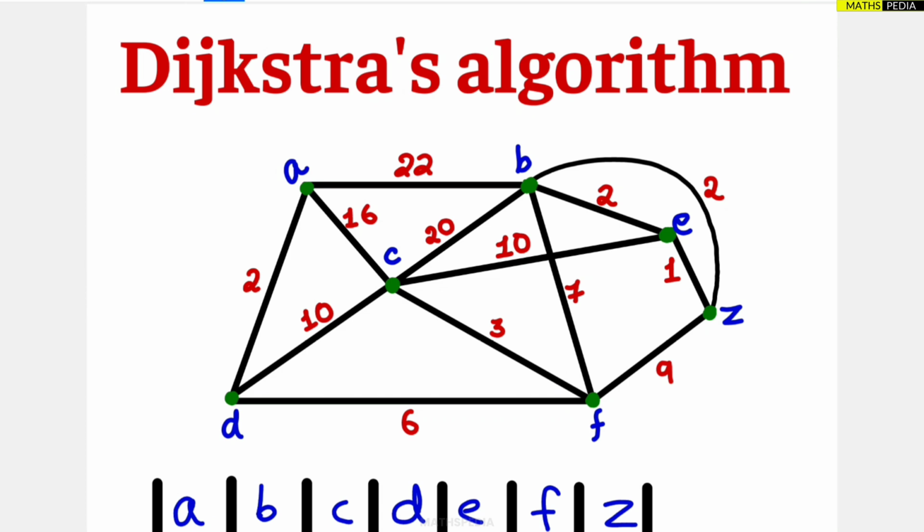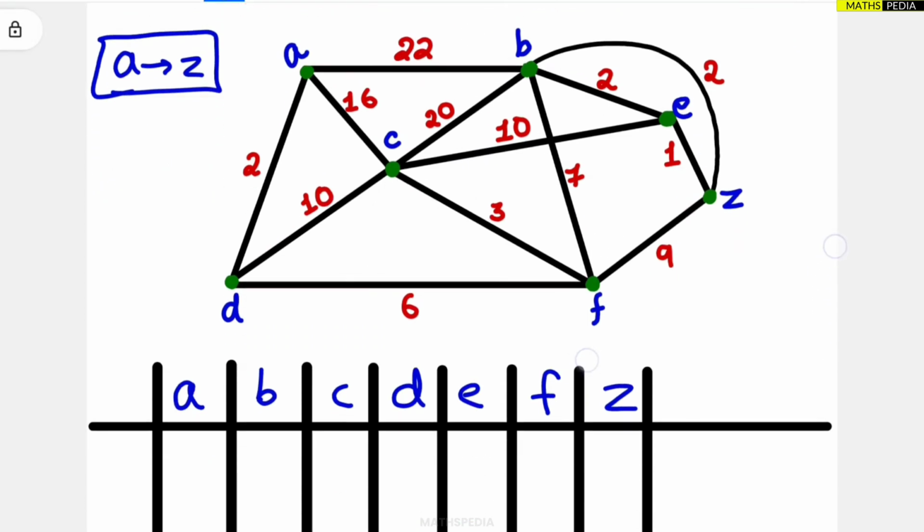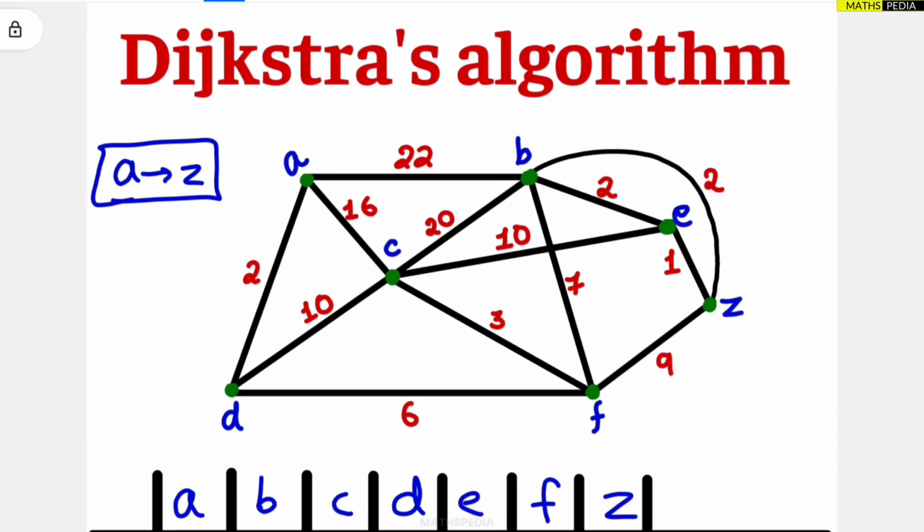Next, they have asked us to find the shortest path from A to Z in this question. I'll start with A because they have said to go from A to Z. So I'll start with A. Here you have to assume a value for A because you are starting from A. You have to assume A as the permanent label.